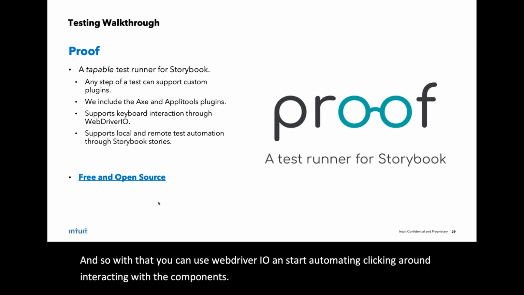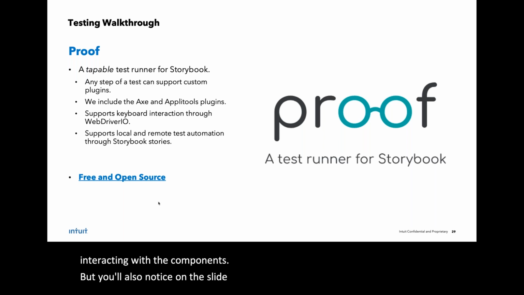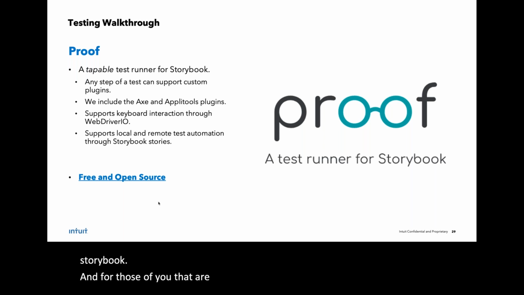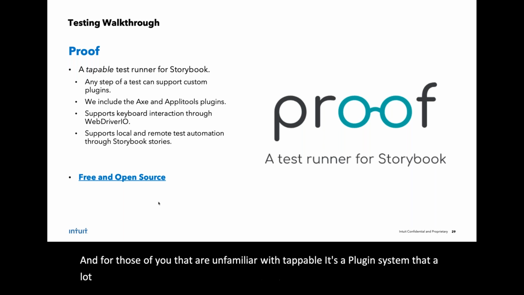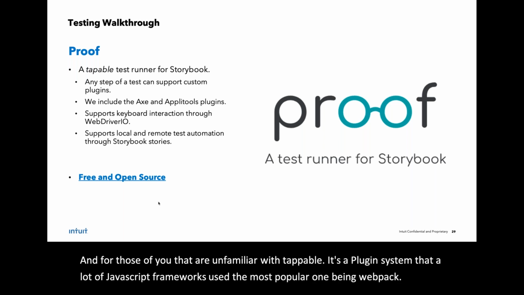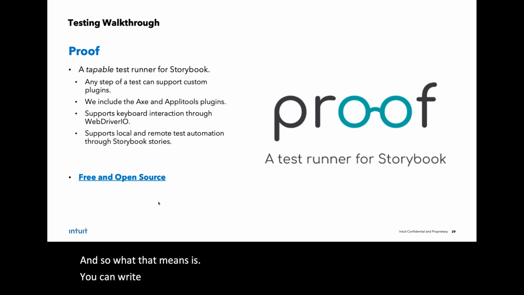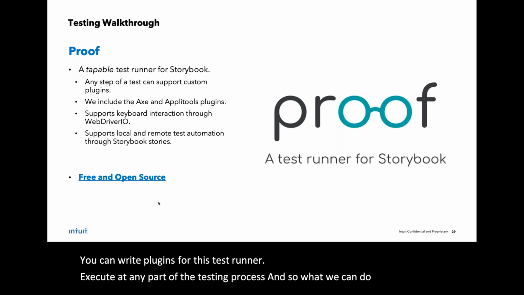But you'll also notice on the slide that it says it's a tappable test runner for Storybook. And for those of you that are unfamiliar with tappable, it's a plugin system that a lot of JavaScript frameworks use, the most popular one being Webpack. And so what that means is you can write plugins for this test runner that execute at any part of the testing process.